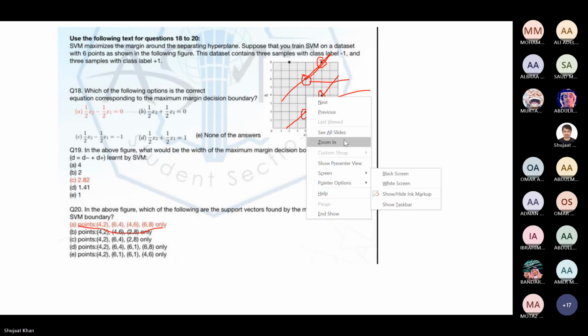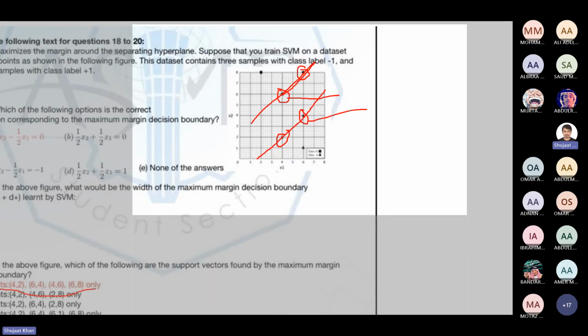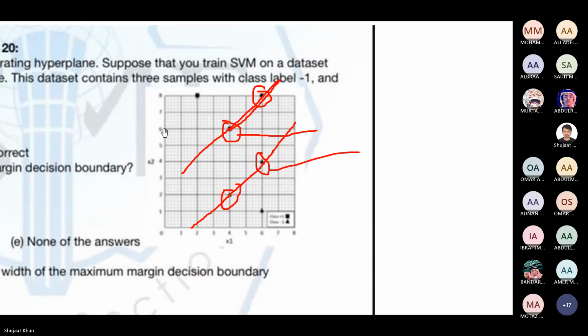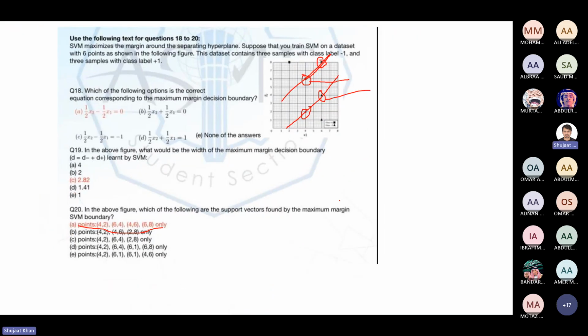Let's zoom in and see what these points are. One is 4, 6 and the other is 6, 4. So (4, 6) and (6, 4) are our support vectors. Not all 4, only 2 support vectors here. The answer is (4, 6) and (6, 4).